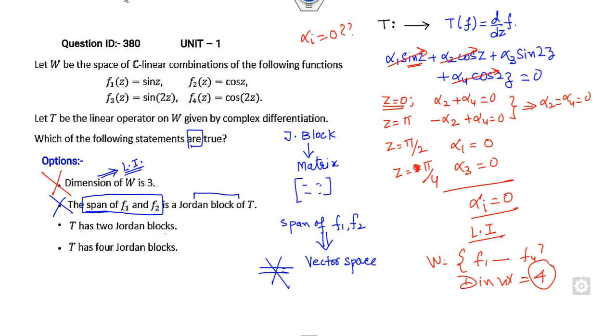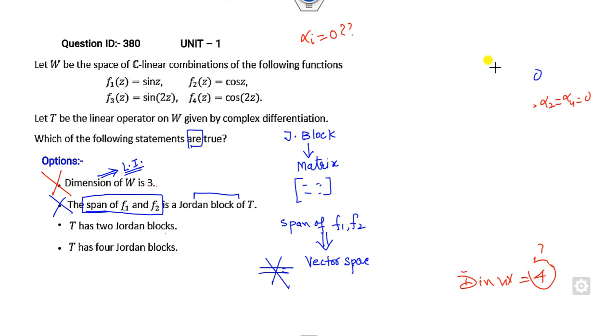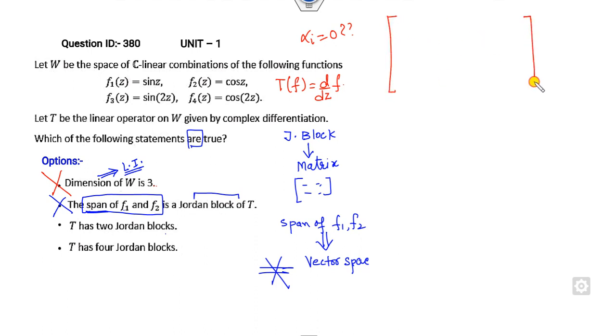Now you have to find the Jordan blocks. How can you find the Jordan block? You have to construct the matrix. So I can clear this screen first. Firstly you have to find the basis. The transformation is the complex differentiation of F. So what is the basis? You can write this matrix. The first one is F1, F2, that is sin Z, this is cos Z, this is sin of 2Z, and this is cos of 2Z.